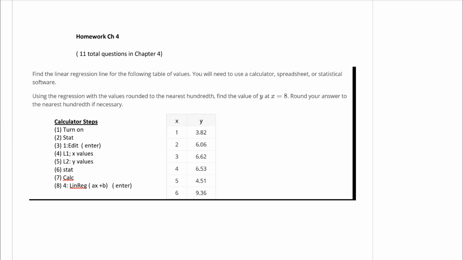In particular from the homework, and remember Chapter 4 in Newton, you only have 11 questions in this entire chapter. So it is a pretty dense chapter, but it should be pretty quick, or at least not very long.